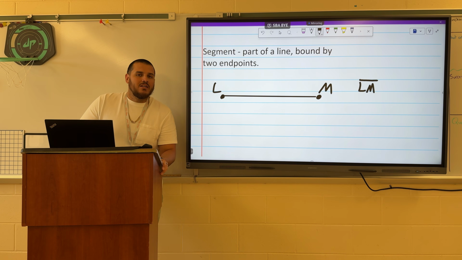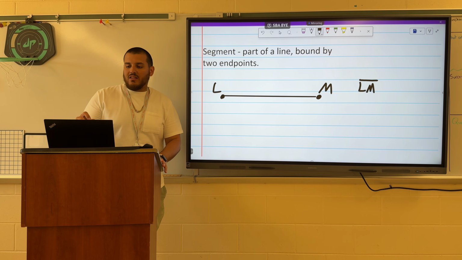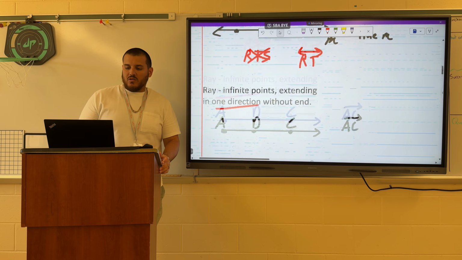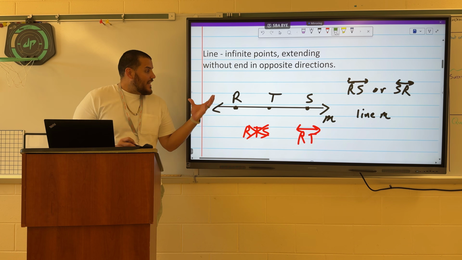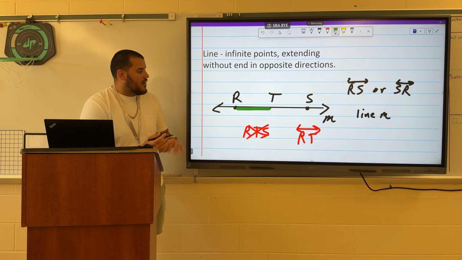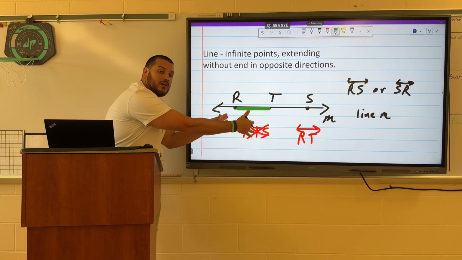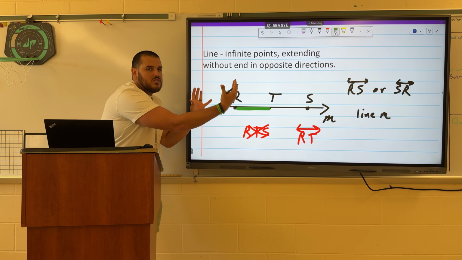So no arrows on that segment. Again, segments like rays can be parts of a line, or they can be parts of rays as well. So we go back to this line. In this line, hiding are a few segments. There's a little segment right here, R and T. If I chop everything off on this side and chop all that off, there's just part of a line. So again, segments are just parts.